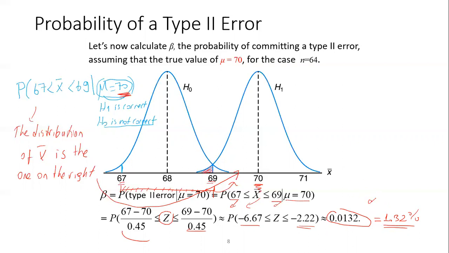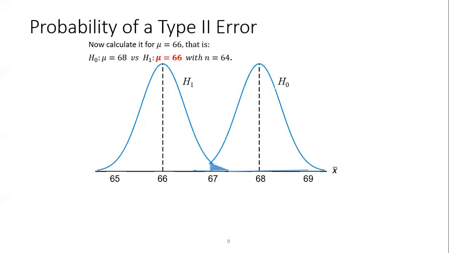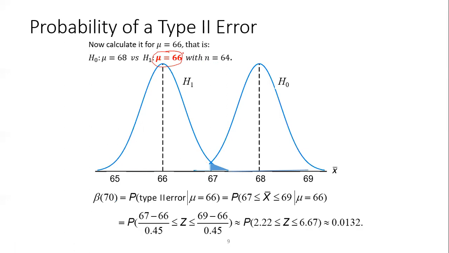Remember, the alpha was something like 2.5% under this setting, and beta here is 1.32%. That's pretty good, right? Now let's make the same calculation. In the previous slide, mu was equal to 70. Now we will try to calculate beta with a different mean, mu equal to 66. So the probability of type 2 error with mu equal to 66.